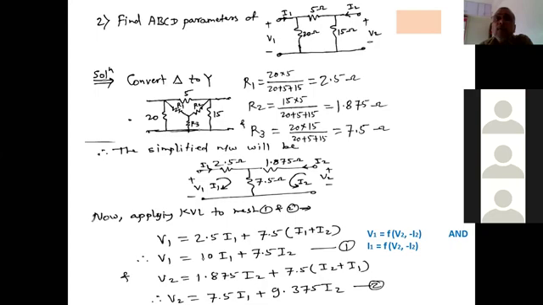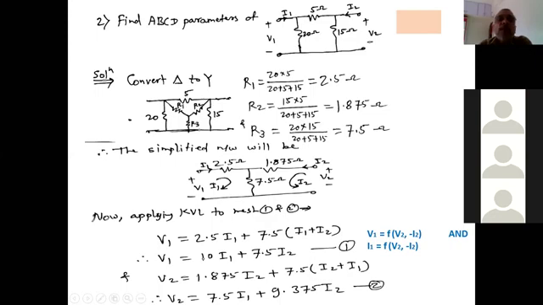If you want to apply KVL, or use the mesh analysis method, then you have to convert this pi network into a T network. So how to convert this pi network into T network? This is a simple delta. So convert this delta into star, and then you will be able to convert this pi network into T network. So I have converted this delta into star.